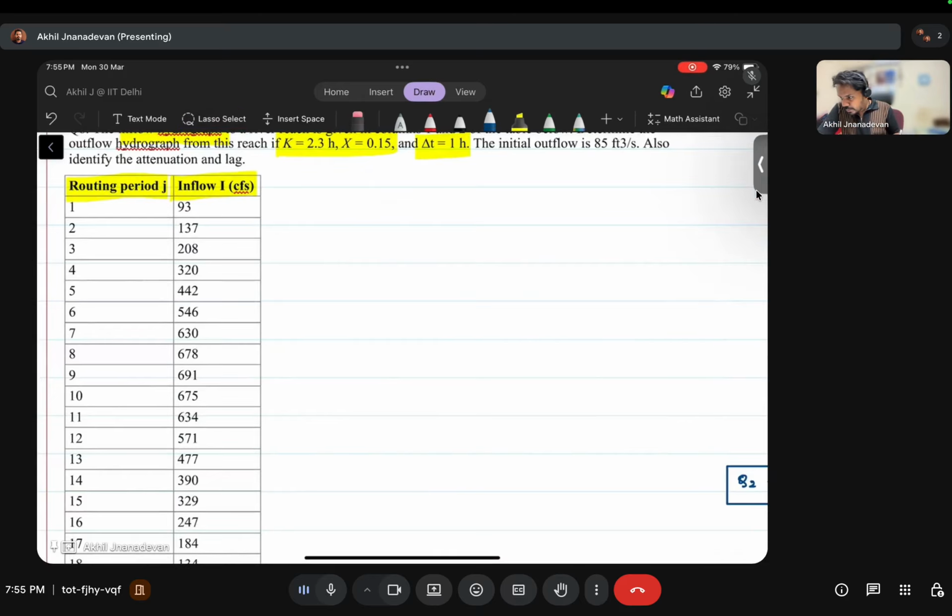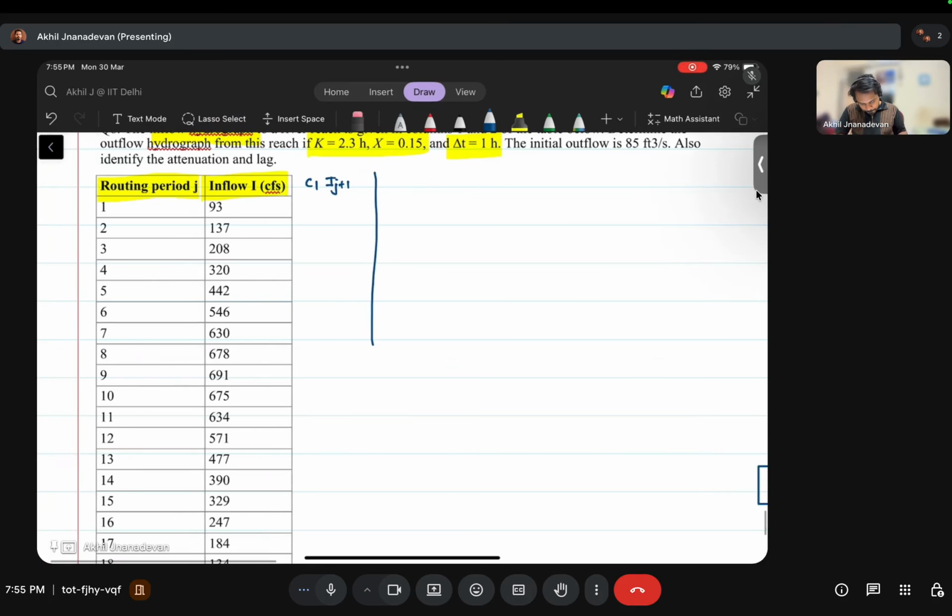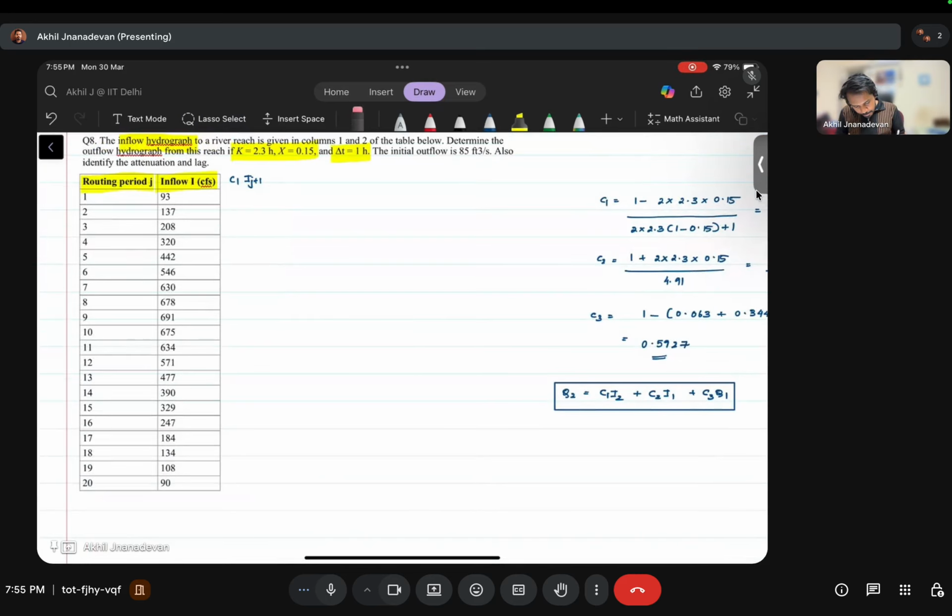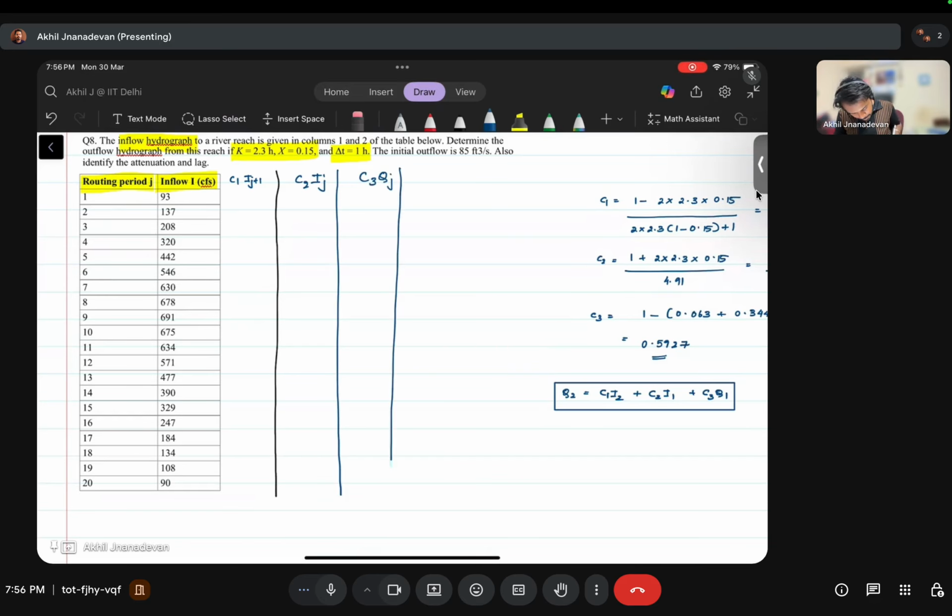So next we will be having inflow. This will be C1 Ij plus 1 here, C2 Ij here, C3 Qj here, finally outflow Q here. So this is pretty much straightforward, right?